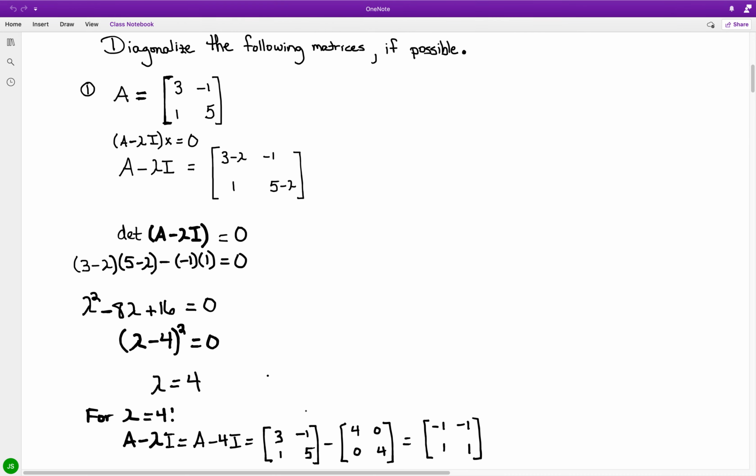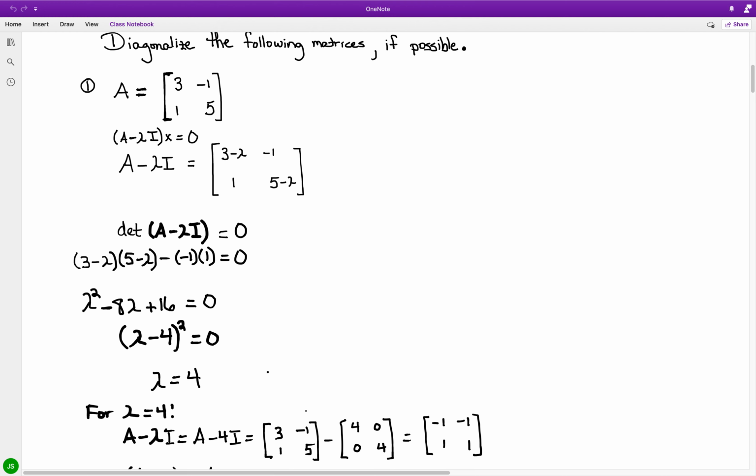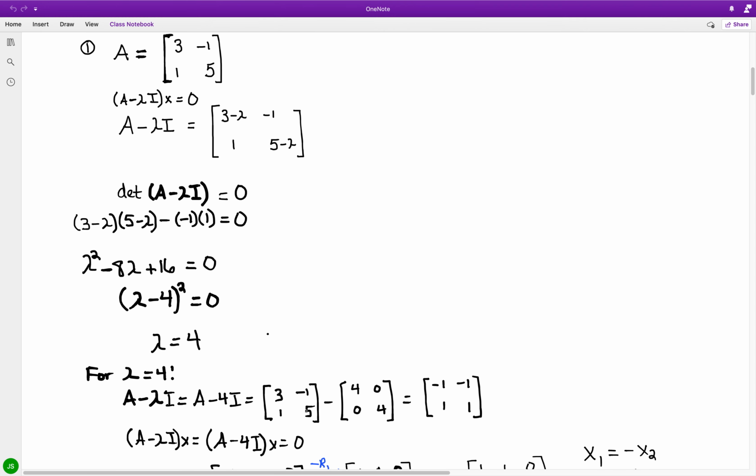And so for lambda equal to 4, A minus lambda I is equal to A minus 4I. Looking at what we have here, we have 3, 1, -1, 5 from A, and minus 4I, we have the subtraction of 4, 0, 0, 4. For the difference, going column by column, we have -1 and 1, and again -1 and 1. Going back to the quantity A minus lambda I times x equal to 0, this time we have A minus 4I times x equal to 0.